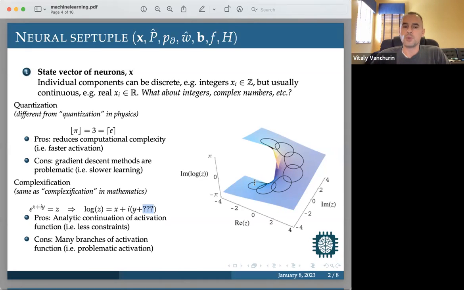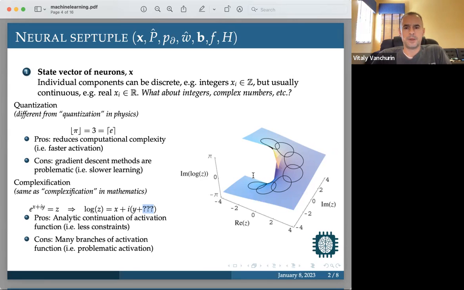Sticking with one branch will only work if you think about this function locally, but that's not how activation functions work. And so with a global picture, this will not work. However, there are other functions that don't have this branching problem. And then they may usually be reducible to just having two real numbers, like two neurons, which are real. And then we're not gaining much by doing this generalization. So I call this a trivial generalization of the neural septuple.